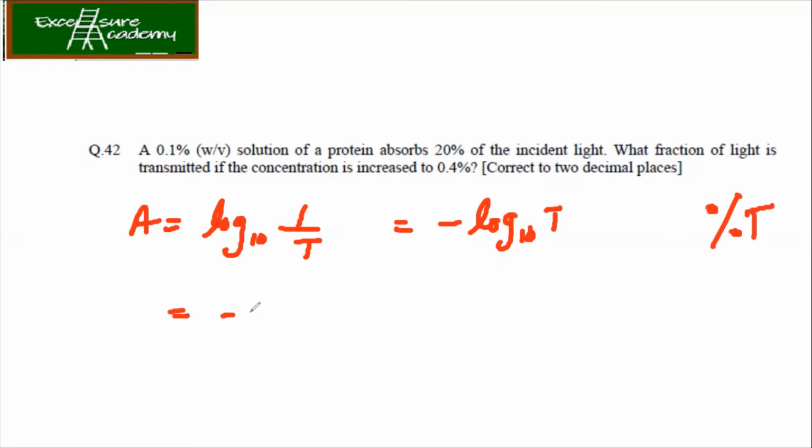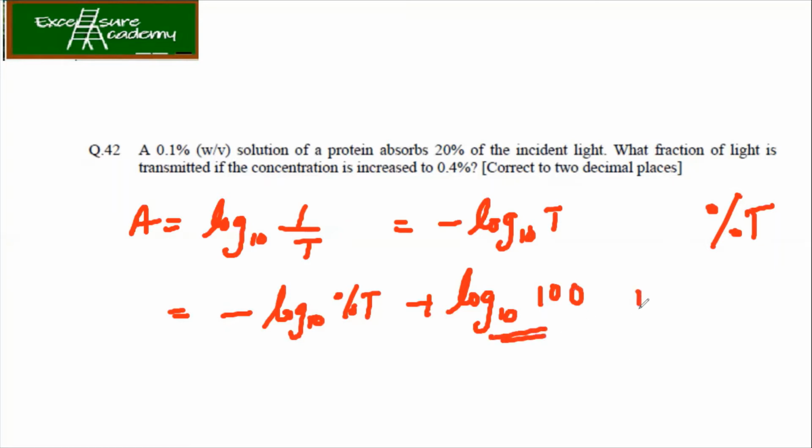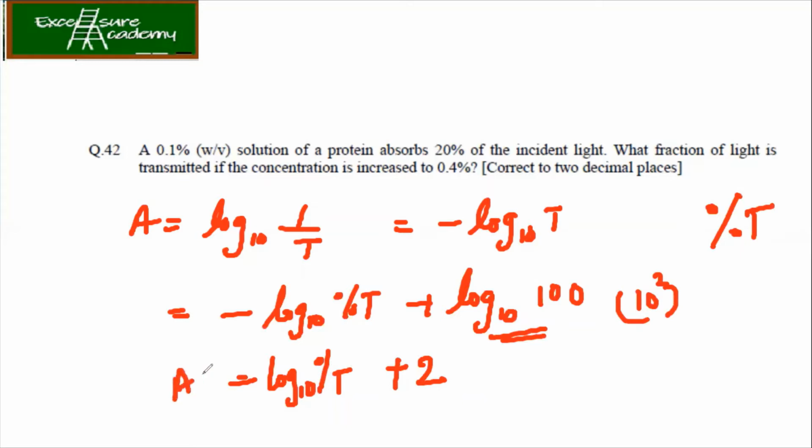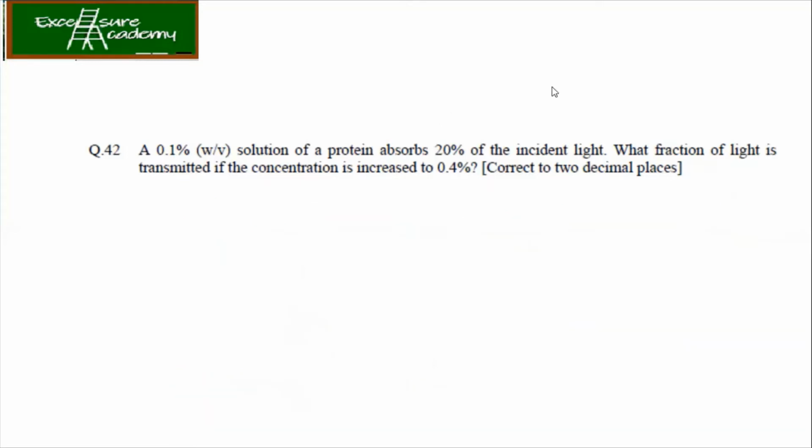Now, this can be written as minus log of 10% T plus log of 1000. Okay. So I hope you are getting all this. Now this value can be written as 10 to the power 2, right? So that becomes your 2 over here, and then minus log 10 of T, A. Moving on further, this can be rearranged and written as 2 minus log T.